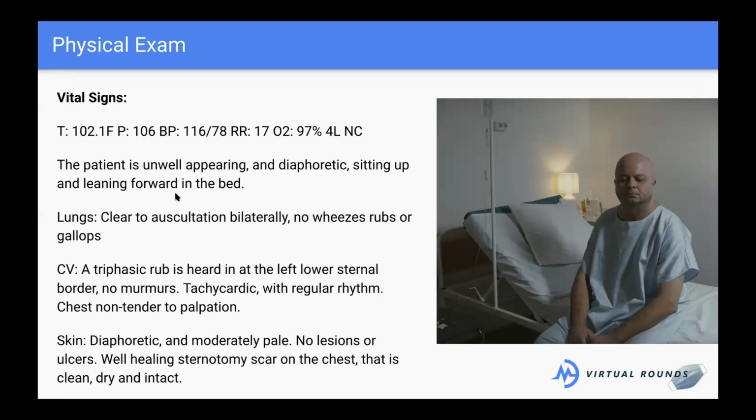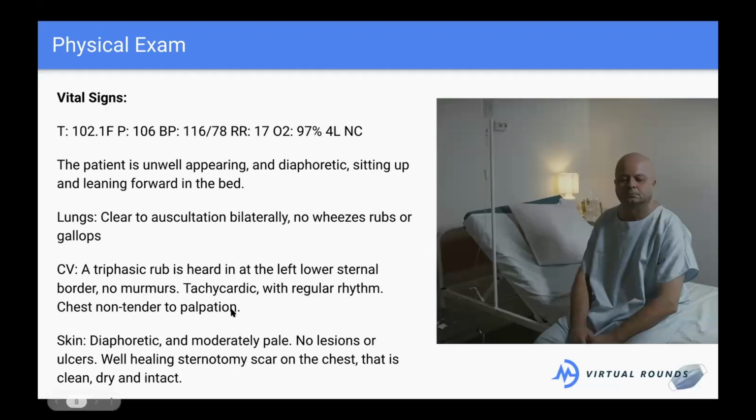We bring our stethoscope and listen to his lungs. His lungs are clear bilaterally. He's got no wheezes, rubs, or gallops. This should say wheezes, rubs, or rhonchi. Please correct that. Gallops is a cardiac finding, not a lung finding. He's got a triphasic rub at the left lower sternal border, no murmurs, tachycardic, regular rhythm.